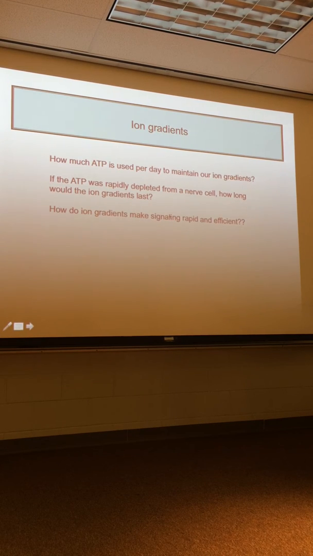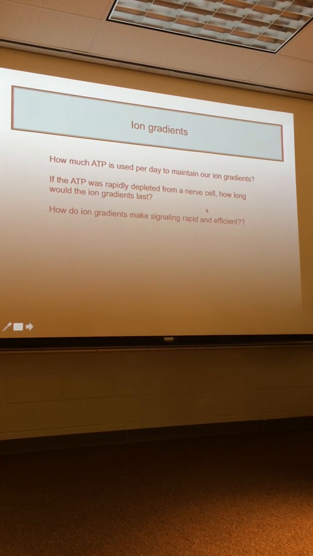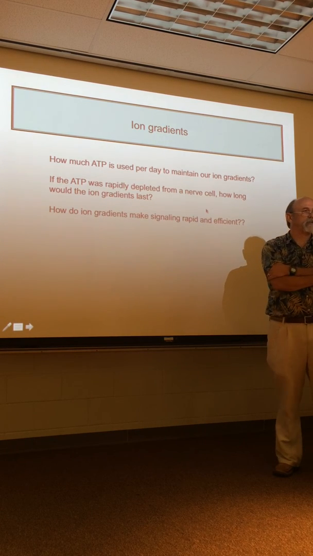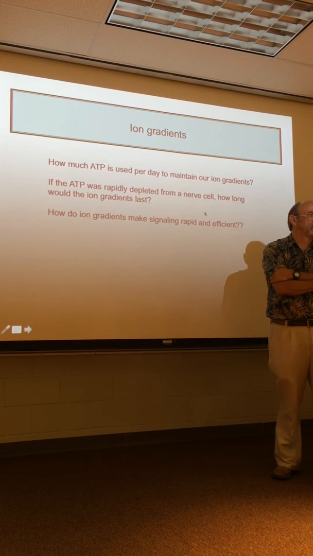So more importantly, if the ATP was rapidly depleted from a nerve cell, and you can do that using oxidative phosphorylation poisons, it'll go away pretty fast. How long will the ion gradients last? Again, I don't want a number here. Do you think they'll disappear right away? You think they'll last for a while? You think they'll last for a long time?